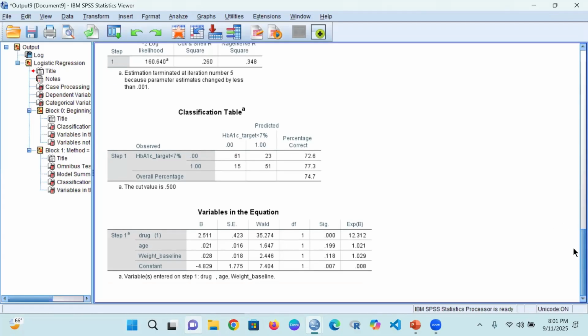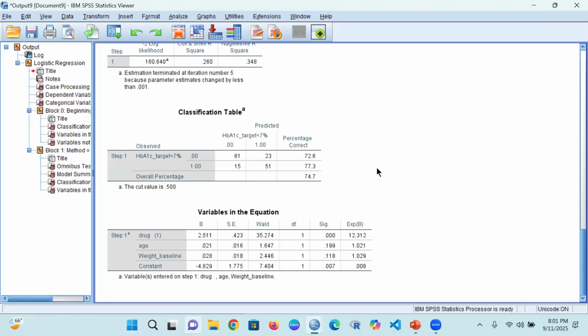But the effect is not statistically significant. For age, age does not have any statistical significance here. You can see age has no statistical significance. Same for weight. But the drug has a statistical significance. So we can say that the patients who were under the drug were able to achieve the HbA1c less than 7 compared to the patients on the placebo.